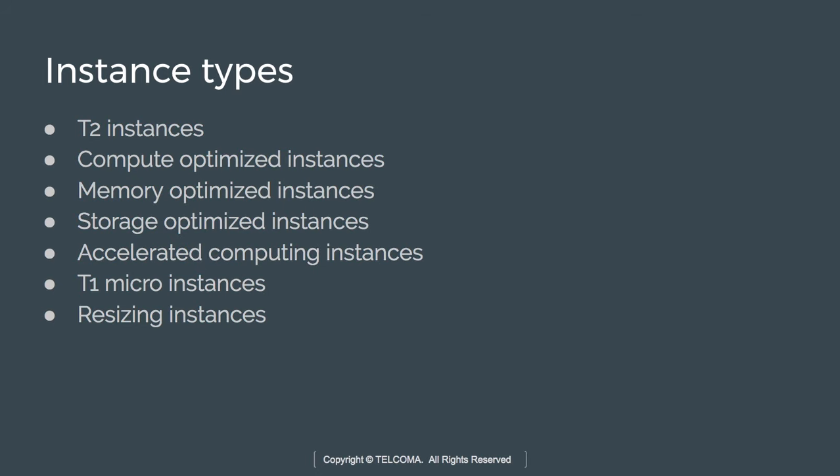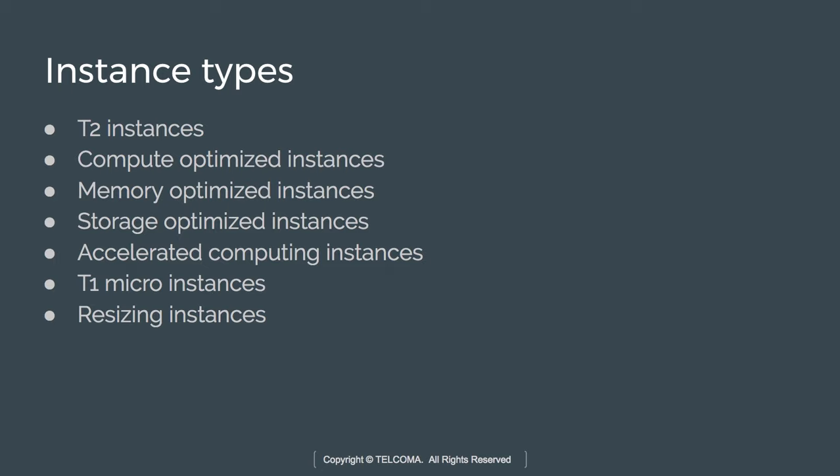Now, what are T2 instances? T2 instances are Intel high frequency Xeon processors. These are intended for workloads that do not use full CPU often but occasionally need to burst. T2 instances are well suited for general purpose workloads such as web servers, developer environments, or small databases.